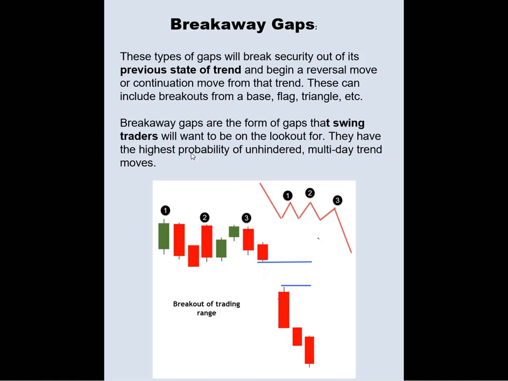They have the highest probability of unhindered multi-day trend moves, right? So basically, a swing trader should filter these gaps. If someone is just willing to take swing trades, he can filter the breakaway gaps from all other types of gaps and just position himself in the direction of the breakaway gaps. And then maybe you can just take 5 or 6 trades a month and make a viable living just trading the breakaway gaps.